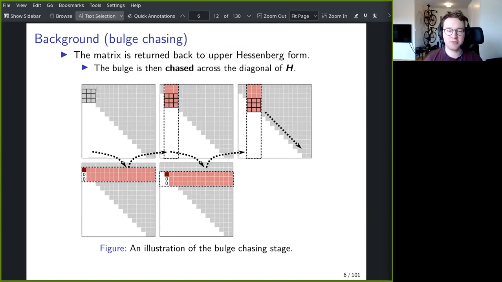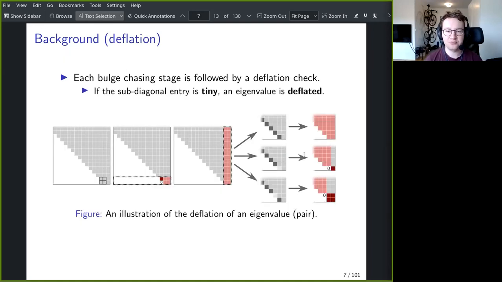The next step is that we will remove this bulge by applying a set of Householder reflectors from the left and to the right, and every time we do it, we end up moving the bulge down one row and one column. We repeat this process until we have managed to push the bulge all the way to the lower right corner of the matrix. And once the bulge is there, we eliminate the final remaining element here, and we end up with a matrix that is back in the upper Hessenberg form.